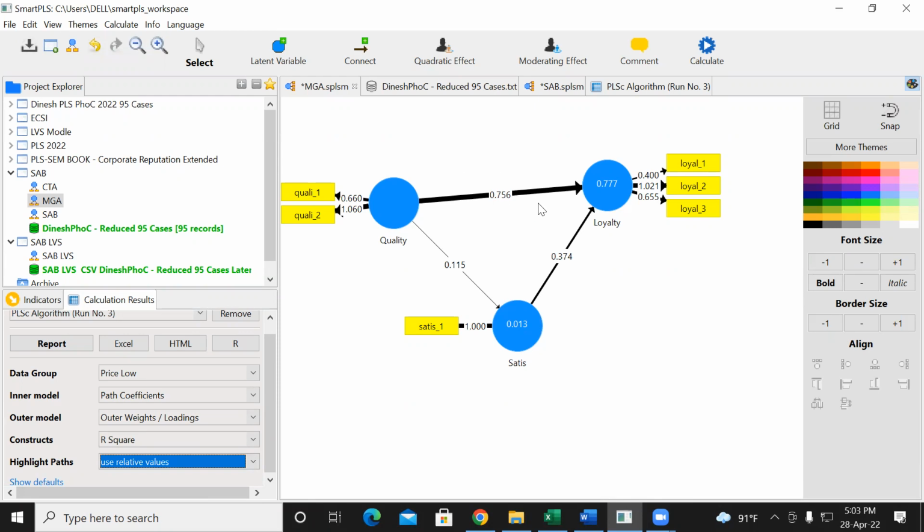You can try this leisurely. That is the multi-group, not the analysis. This is a multi-group diagram. Still, I haven't done the multi-group analysis. Remember. Any clarification?